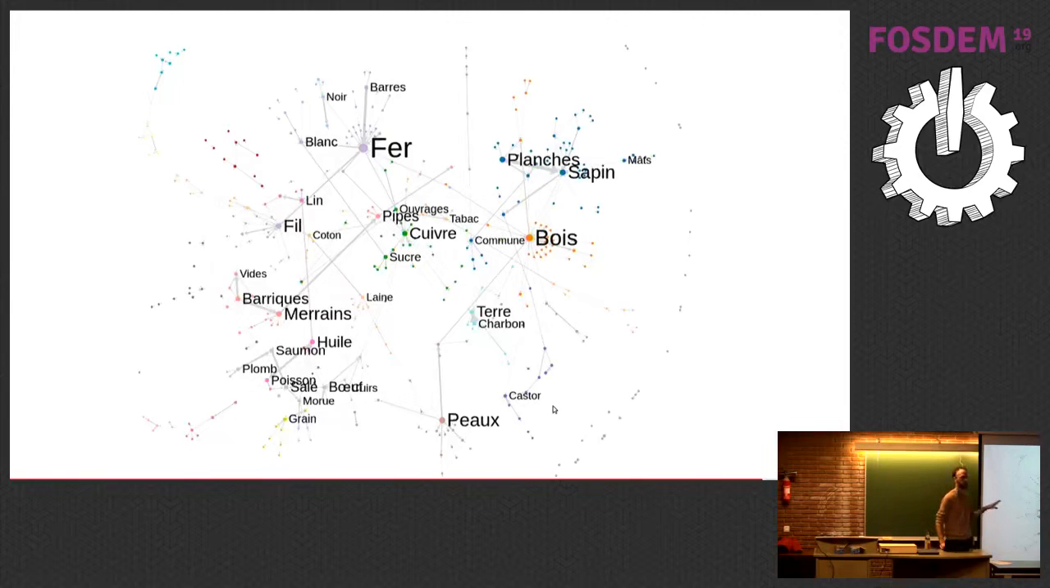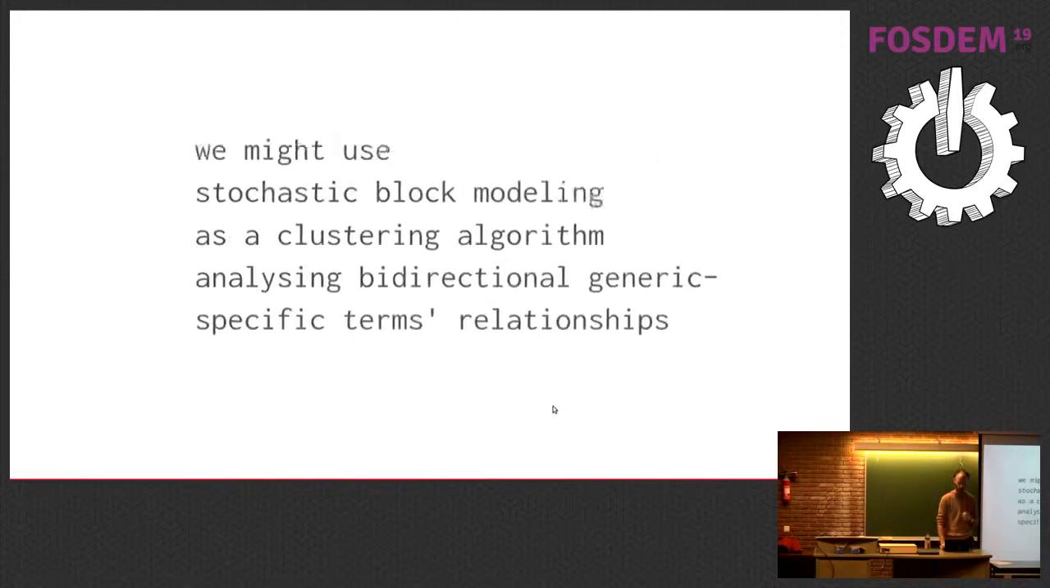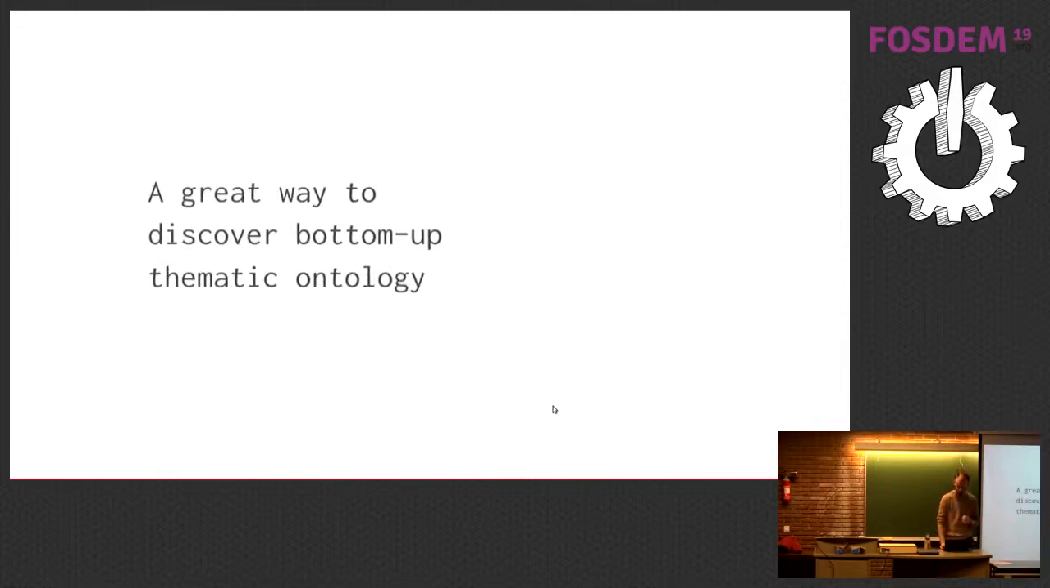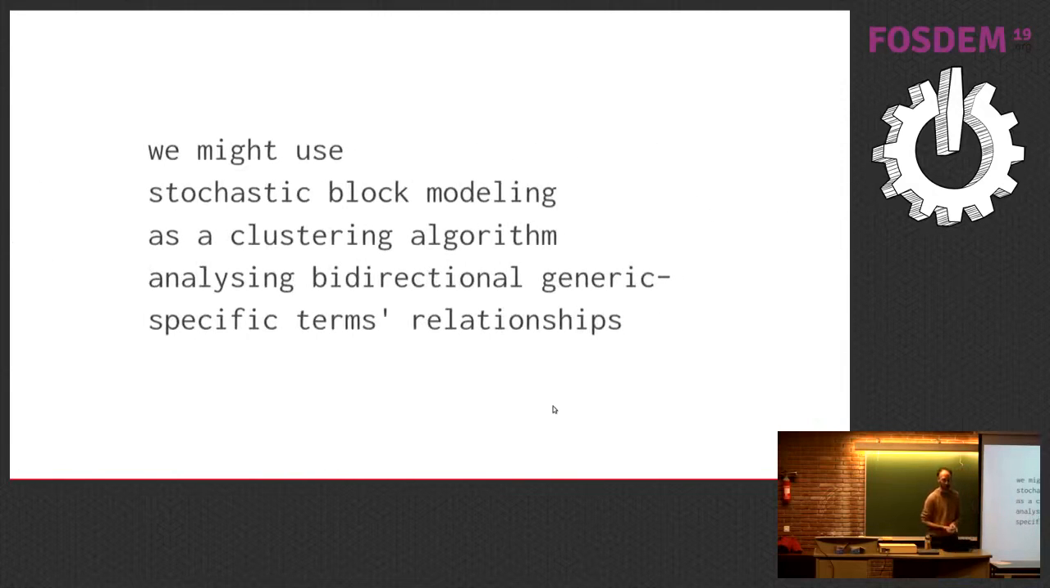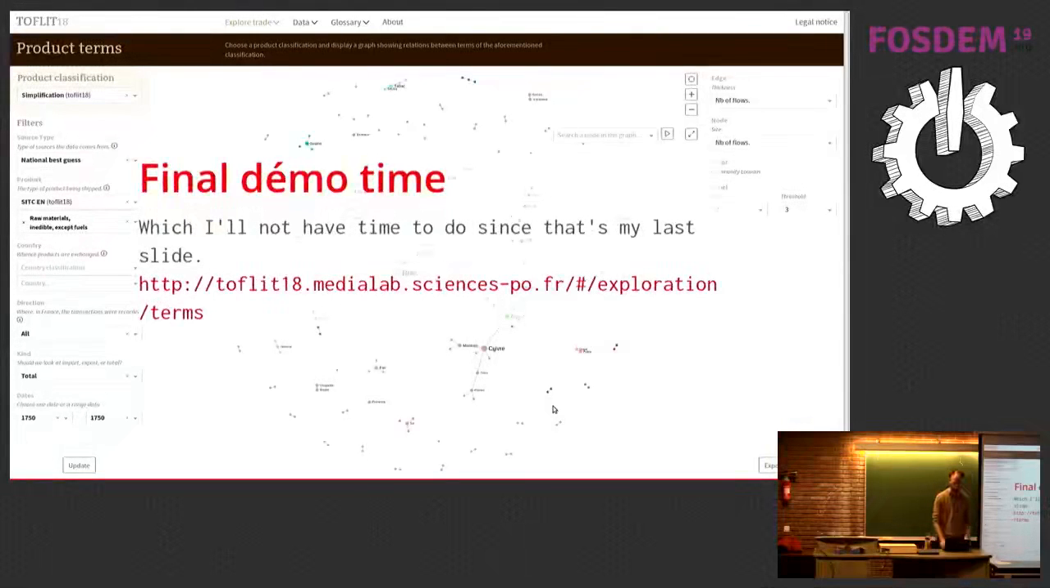Okay, so this is an automatic bottom-up thematic ontology by using network analysis. And we think this is cool. Actually, one of my wishes is to one day use the stochastic block modeling we're using on other networks as a clustering algorithm, not the Louvain one, to analyze these bidirectional generic-specific terms relationships. I don't have time to explain, sorry. The final demo I will not do because that's the last slide and I don't have time anymore, but you can actually compute those networks using a large list of filters to fit your needs.